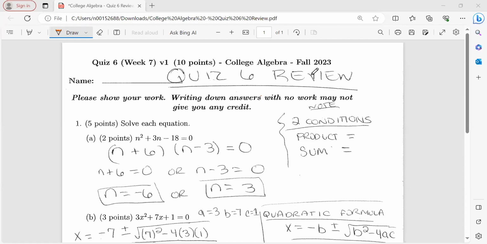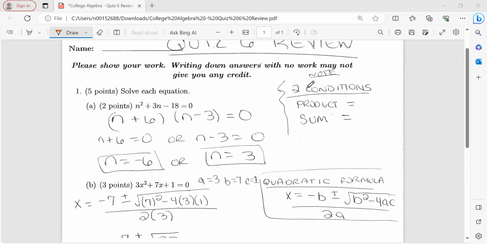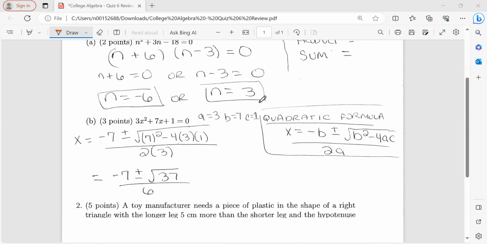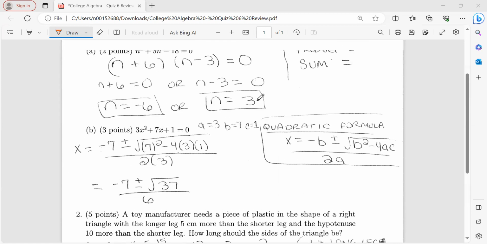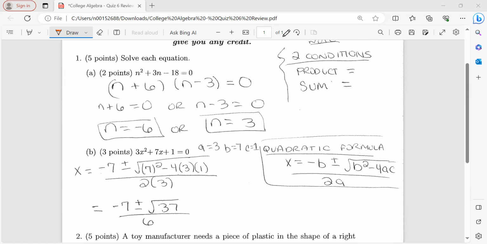All right, guys, this is your quiz 6 review. Tomorrow you're going to take quiz 6, and there are 3 problems that are very similar to what you see on your screen. We're going to start with problem number 1.